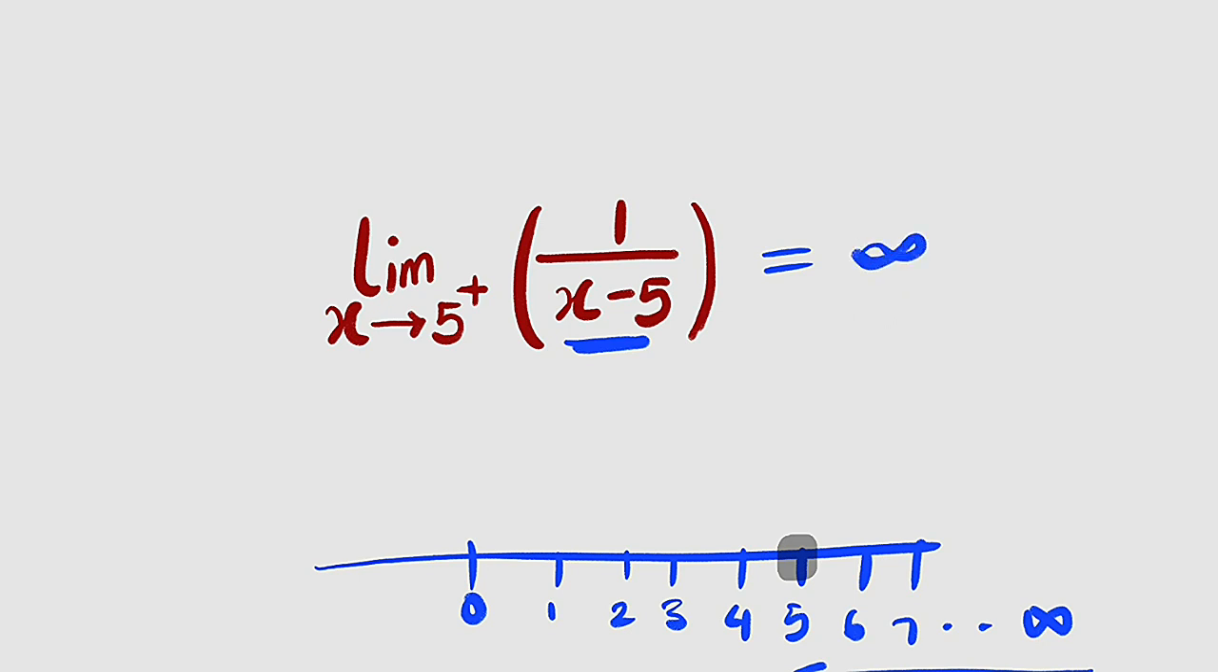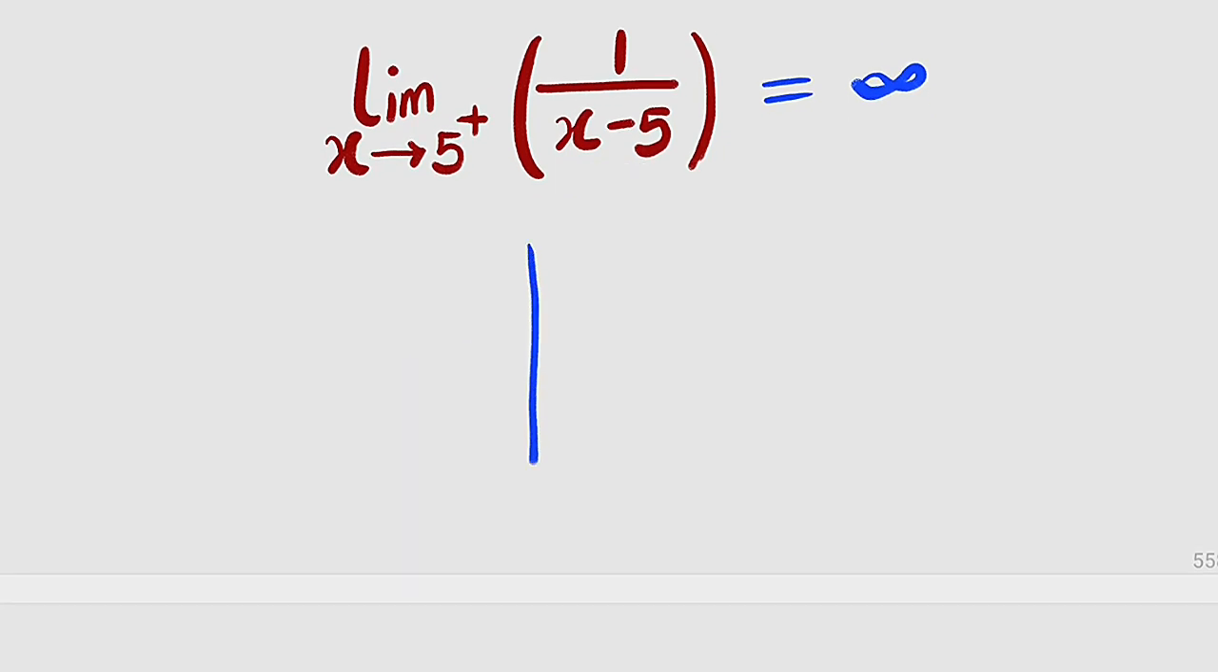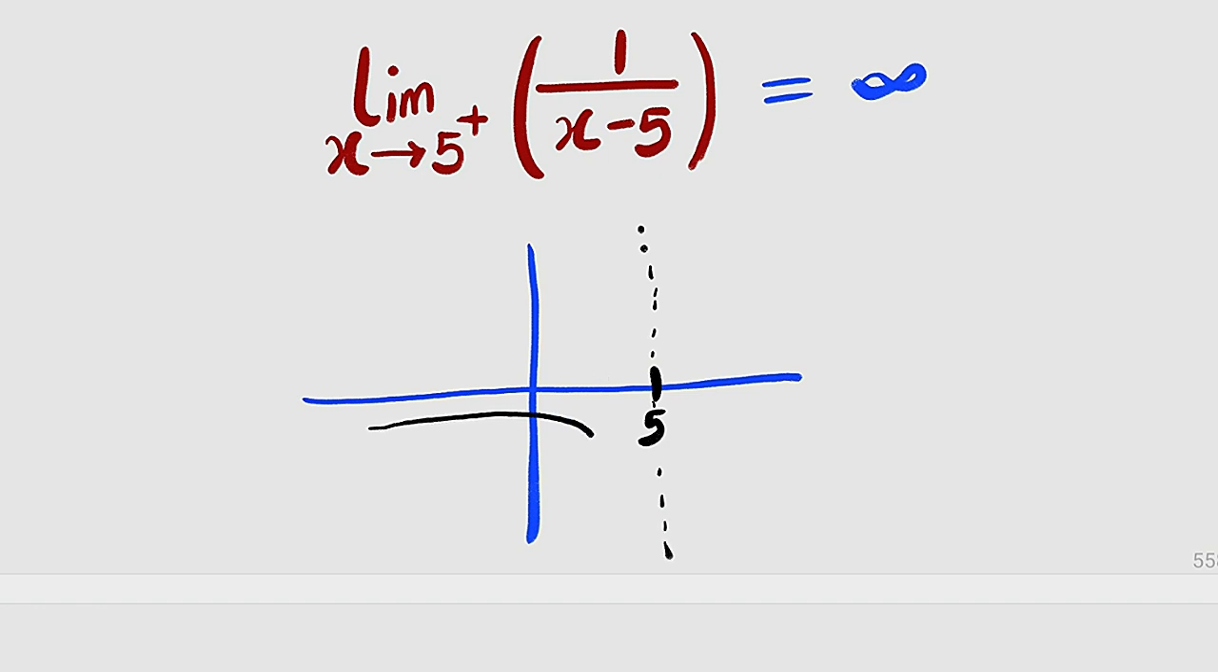And you can also graph it. Let's sketch it and see the behavior. If we have y and x axes like this, you should know that x can never be equal to 5, right? So we have a vertical asymptote at that point. So suppose we have 5 here. We're going to draw a dotted line like this. So the graph will look somehow like this.